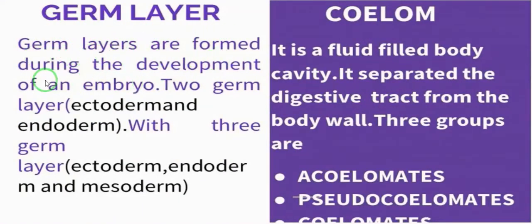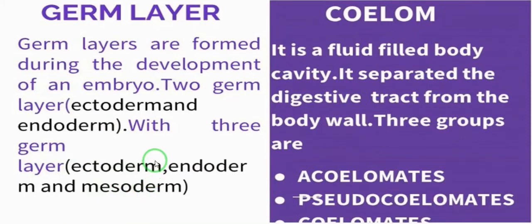Germ layers are formed during the development of an embryo. These layers give rise to different organs as the embryo becomes an adult. Organisms with two germ layers, the ectoderm and endoderm, are called diploblastic animals. Example, hydra.